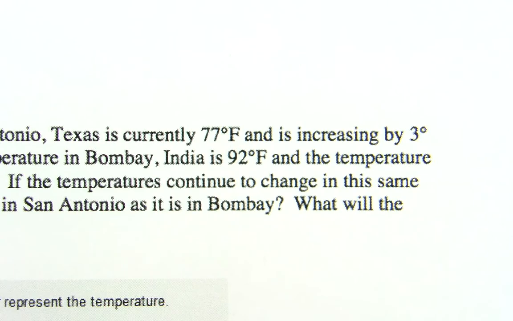All right, 53. The temperature in San Antonio, Texas is currently 77 degrees Fahrenheit. It's increasing by 3 per hour. The temperature in Bombay is 92 degrees, and it's dropping 2 degrees per hour. If they continue to change in the same way, when is it going to be as hot in San Antonio as it is in Bombay? What will the temperature be, for that matter?